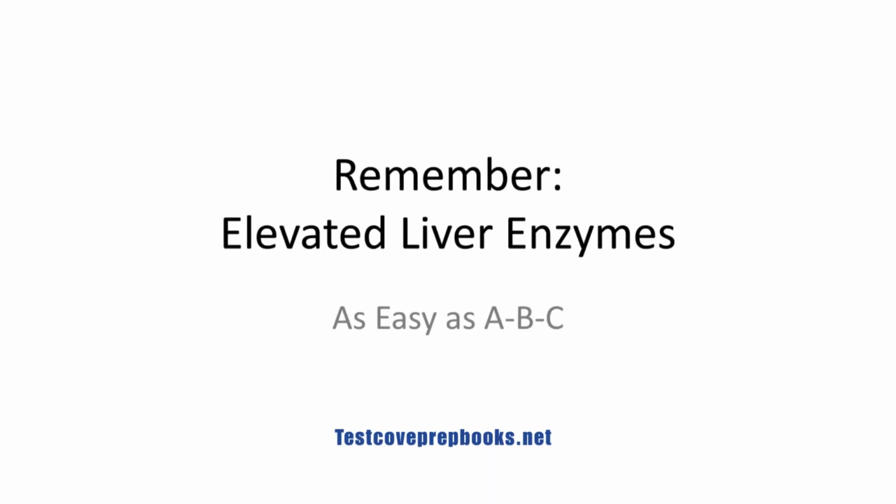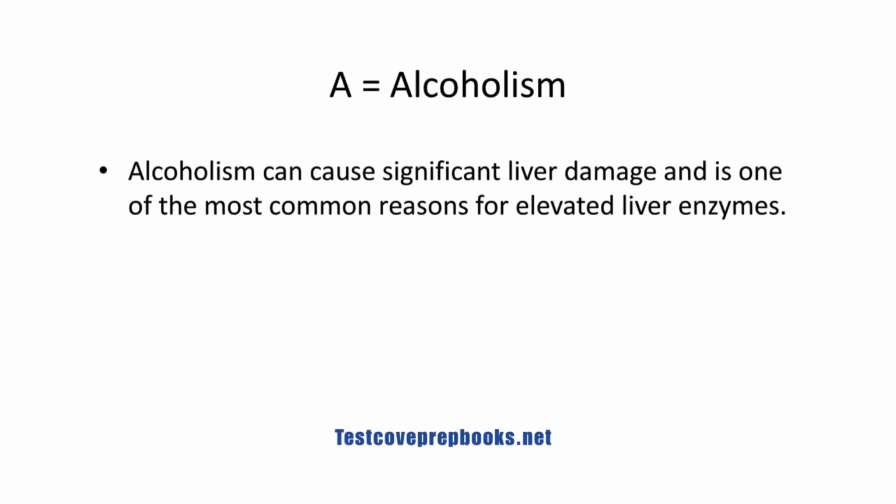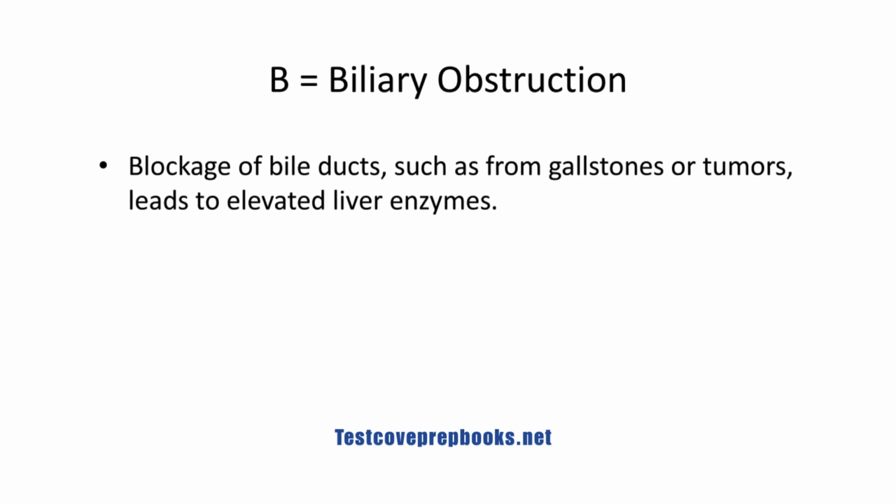Elevated liver enzymes can be remembered with a simple mnemonic: A, B, C. A is for alcoholism. Chronic alcohol intake damages the liver cells, leading to elevated liver enzymes. This is one of the most common causes of abnormal results. B is for biliary obstruction. When bile ducts are blocked, either by gallstones or tumors, liver enzymes rise. This is a key clue for obstructive liver disease.